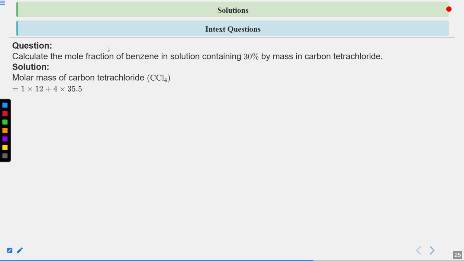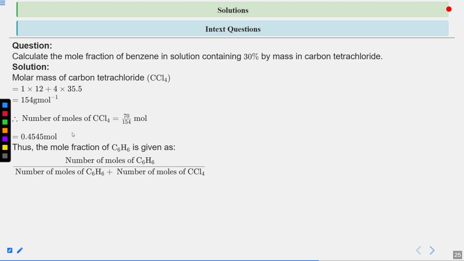Then what is the molar mass of carbon tetrachloride? 1 into 12 for carbon and 4 into 35.5 for chlorine, as there are 4 chlorine atoms. If you add this, you will get 154 gram per mole. Then the number of moles is 70 by 154, because 70 gram is present as carbon tetrachloride. This will give you 0.4545 moles.